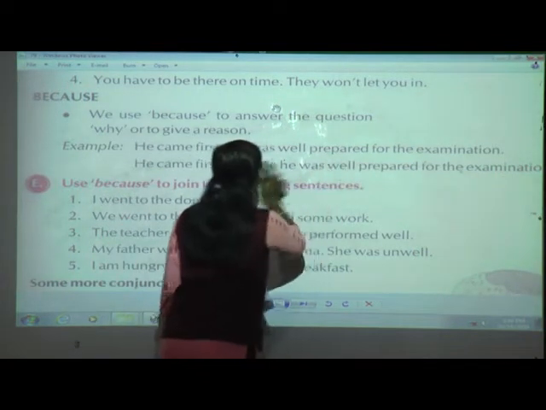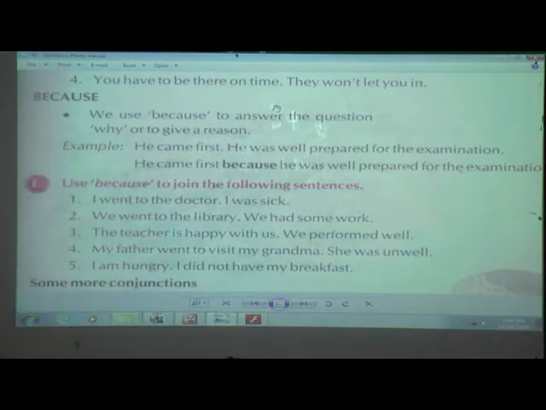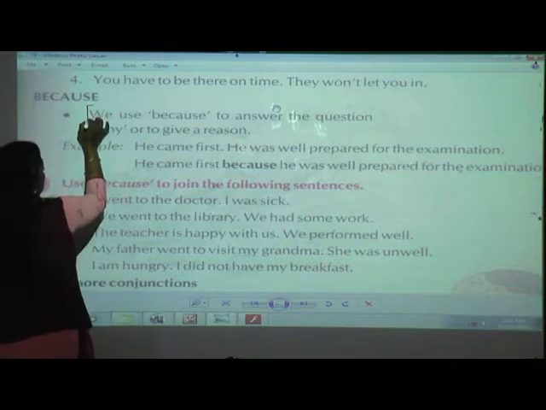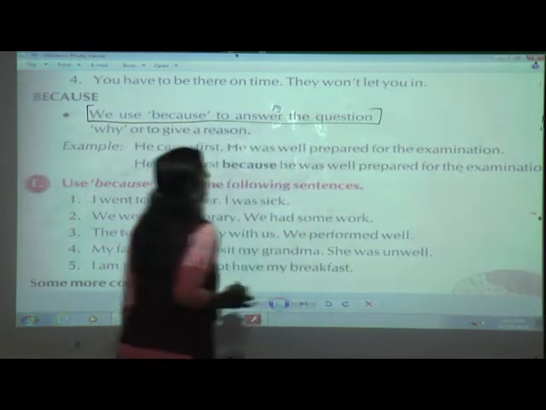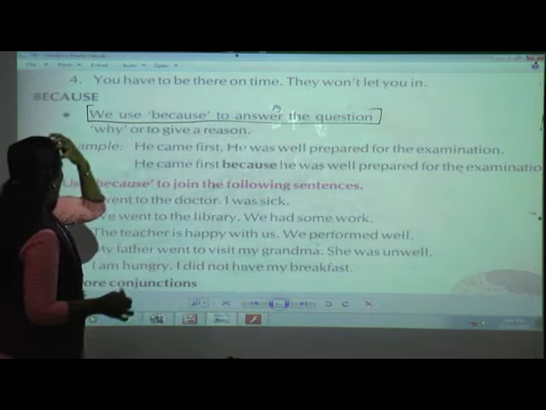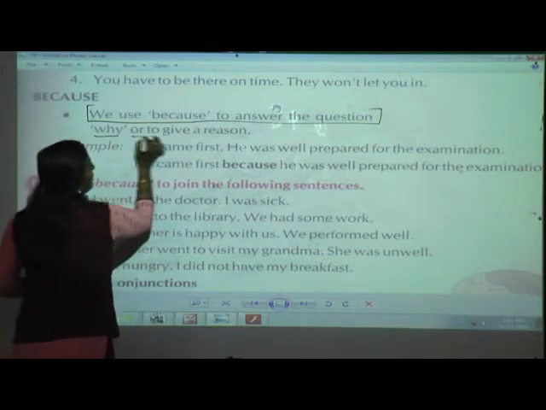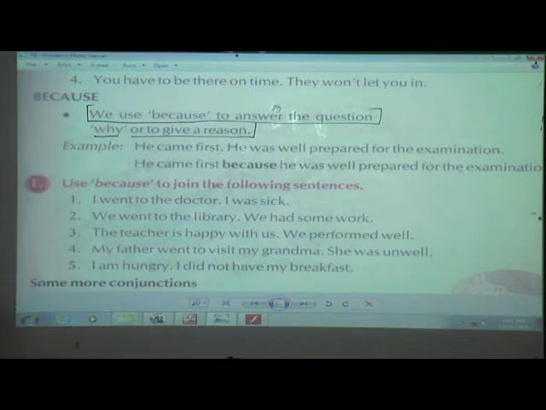So why we are going to use the conjunction because? Yes, we are going to use the conjunction because to answer the questions. So what you are going to do? You are going to underline this sentence. We are going to use because to answer the question why, or to give a reason. Whenever we want to give any reason, that time we are going to use the conjunction BECAUSE. Now here one example they have given.